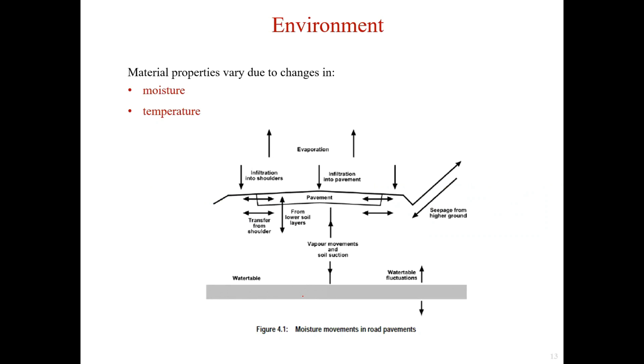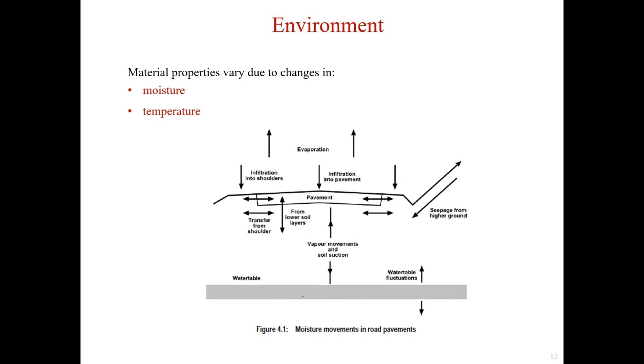The environmental factors which significantly affect pavement performance are moisture and temperature. The modulus or strength of unbound materials and subgrades are heavily dependent on the moisture content of the materials. For expansive subgrade soils, the moisture changes in these materials can lead to volume change and affect the roughness of the surface.